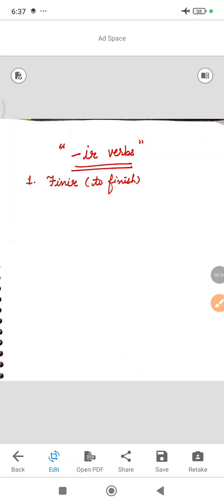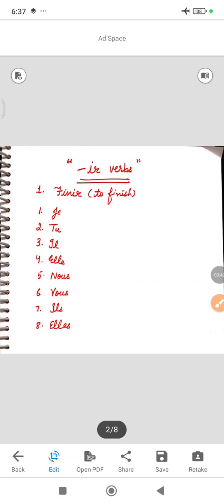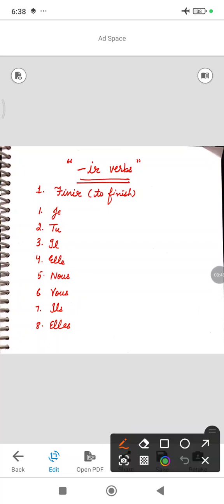So earlier we have done the verb conjugation. So what is rule number 1 to do the verb conjugation? Rule number 1 is to write the subject pronouns. So how many subject pronouns do we have in French? We have 8 subject pronouns. What are they? Je, tu, il, elle, nous, vous, ils and elles. Je means I, tu means you, il means he, elle means she, nous means we, vous means you all, ils means they in masculine form, elles means they in feminine form.